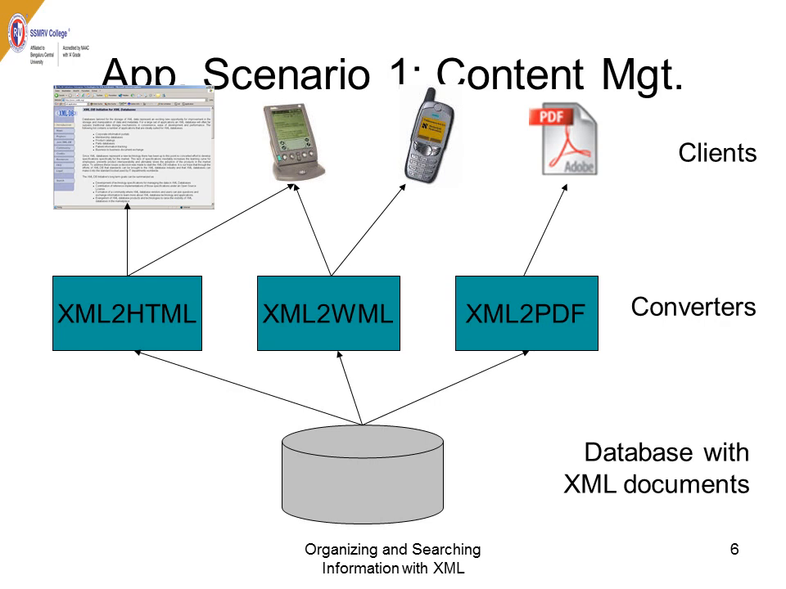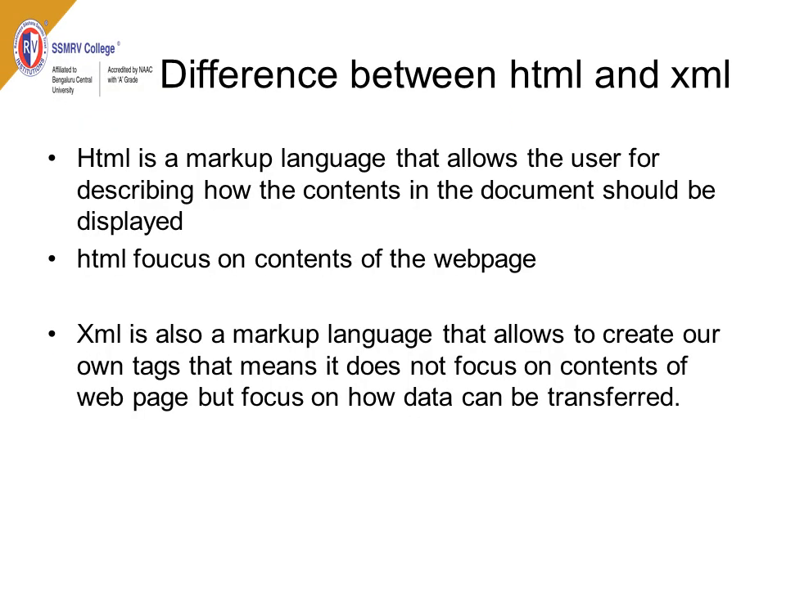From XML there are converters which will convert to HTML. From XML you can convert to mobile applications. From XML you can convert to PDF. So data from XML can be converted to different applications or distributed to different applications.